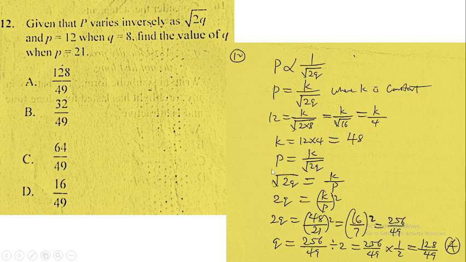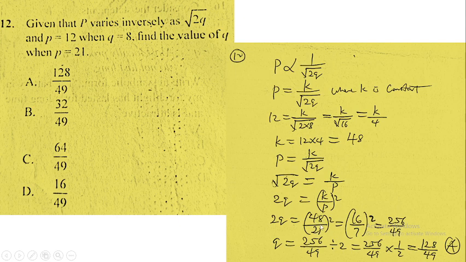You'll be having square root of 2q equals k over p, and that's what you're having in this step. I've jumped one step here. So how can I remove this square root? By squaring both sides. If I square this, the square root will go, and we have 2q equals (k over p) squared. We have been given the value of p here, which is 21, and we know the value of k, which is 48. So we have (48 over 21) squared.